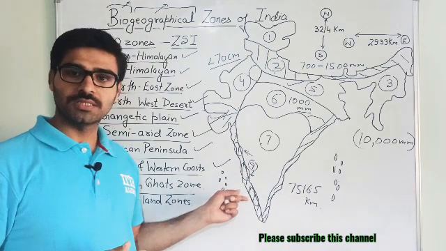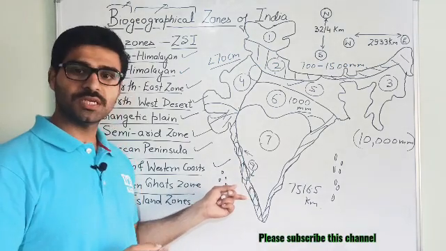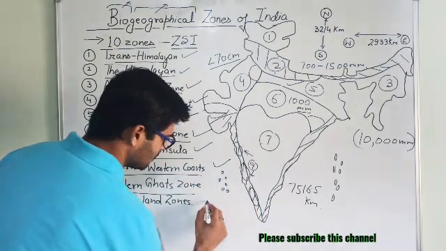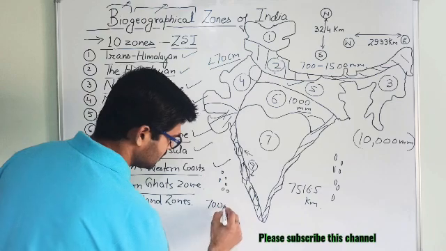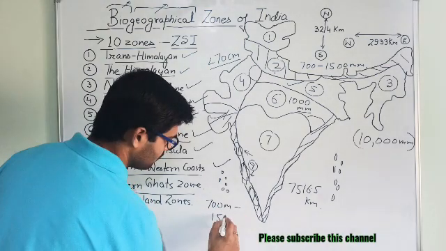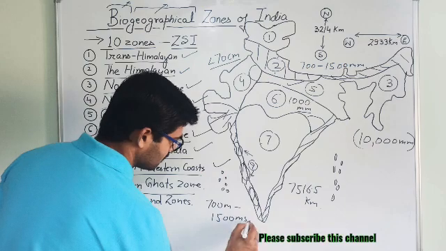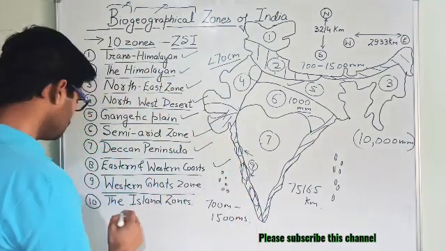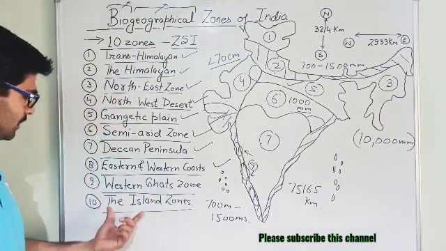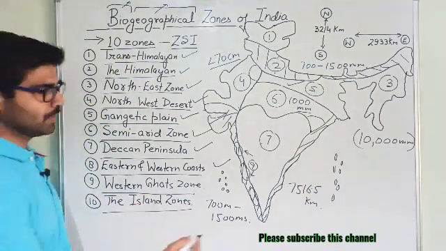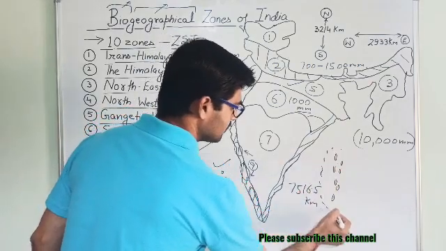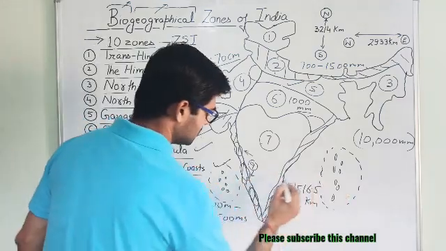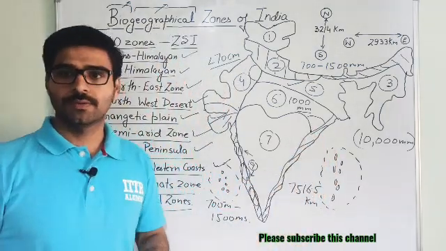Here we have mountain ranges. Different mountain ranges are there, and the height of the mountain ranges is about 700 meters to 1500 meters. So the last zone of India is the island zone. Here this part, the Andaman and Nicobar and Lakshadweep Islands. This is the last zone of India, the islands.